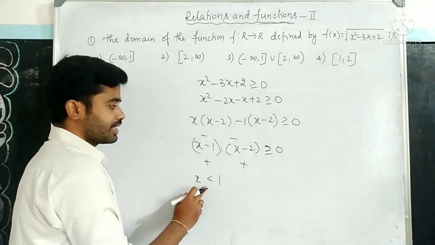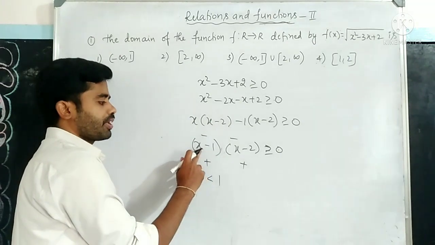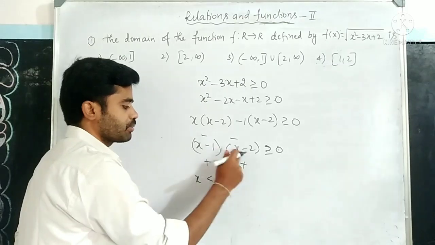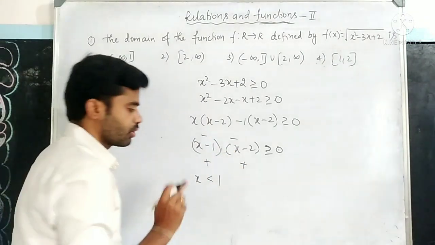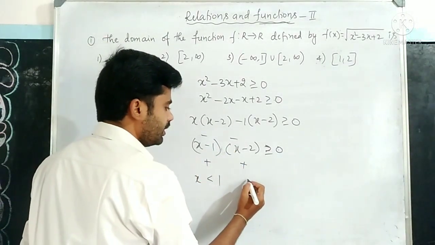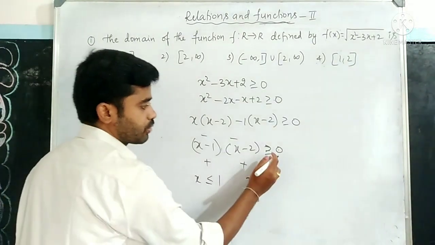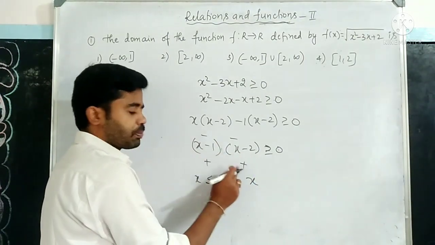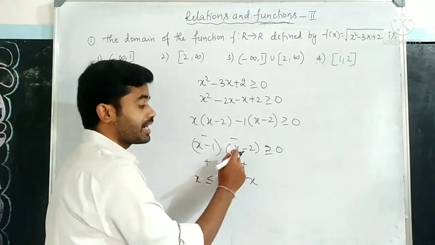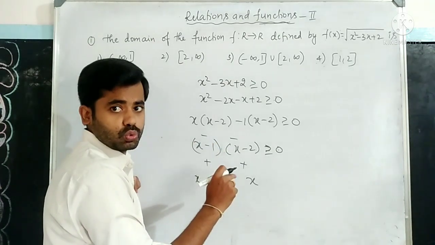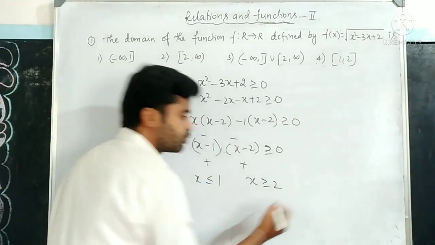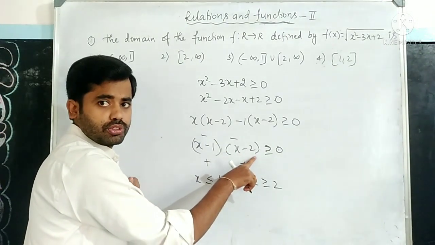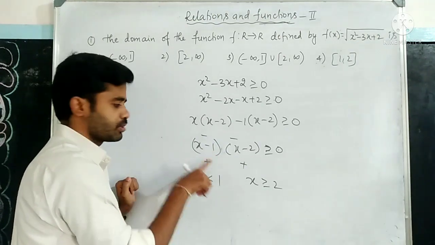If you take x less than 1, what will happen? For example, 0: 0 minus 1 is minus 1, and 0 minus 2 is also minus. Minus and minus gives plus. So x less than or equal to 1 works. Now when both are positive, x is greater than or equal to 2. If x is 2, 2 minus 2 is 0; otherwise 3 minus 2 is 1, and 3 minus 1 is positive, both are plus.